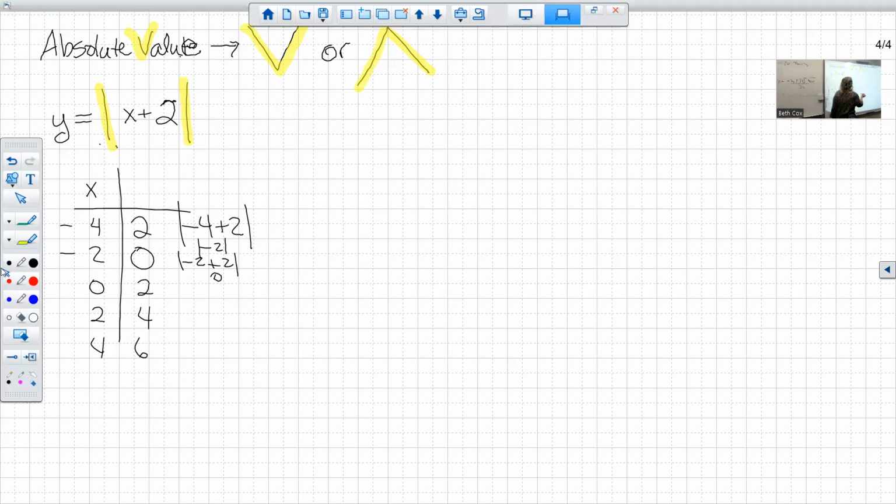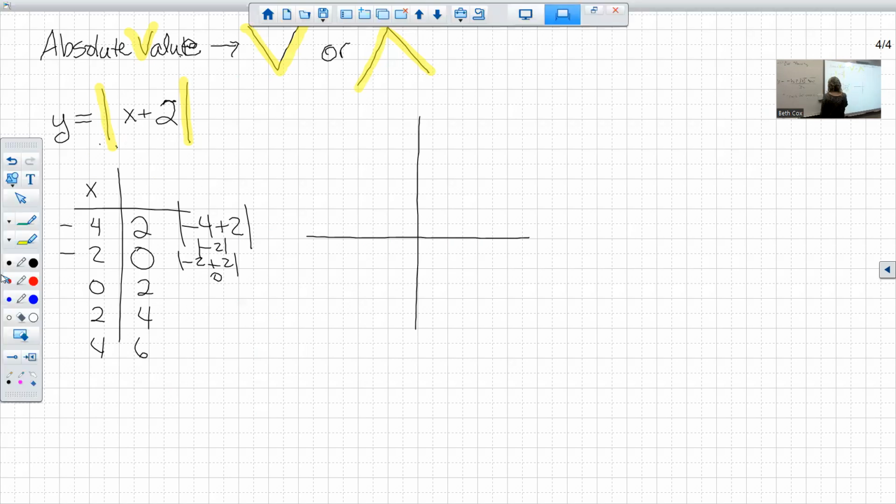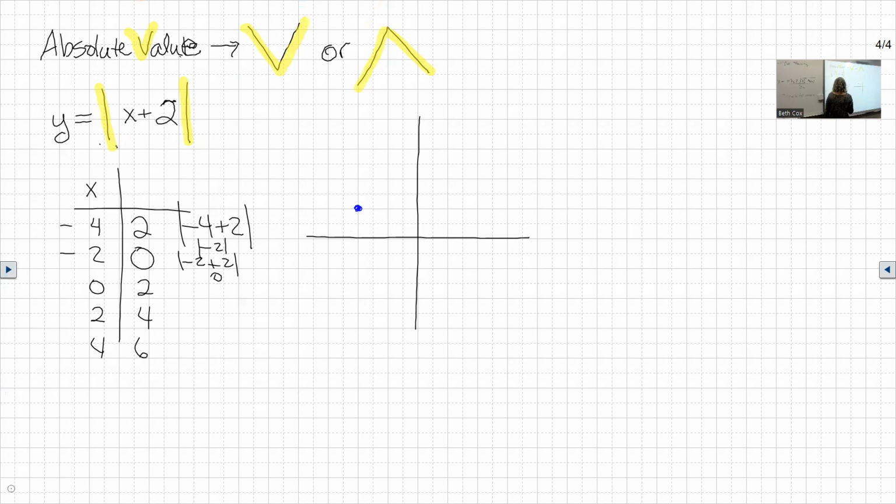So then when I graph it, -4, 2, -2, 0, 0, 2, 2, 4, and 4, 6. Y'all see my V? There's my V.